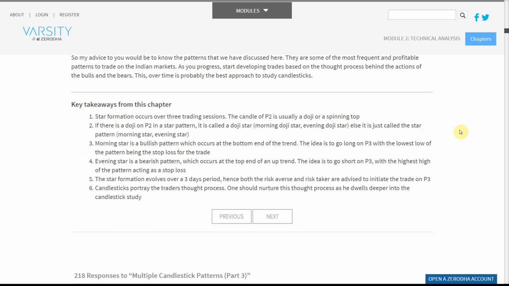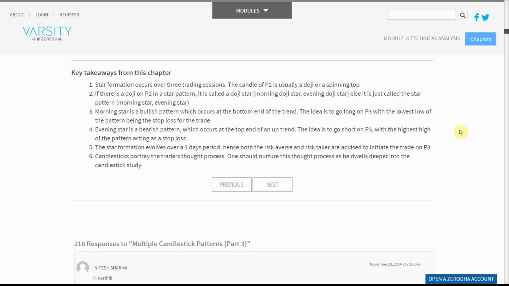Key takeaways from this chapter. Star formation occurs over 3 trading sessions. The candle of P2 is usually a doji or a spinning top. If there is a doji on P2 in a star pattern, it is called the doji star, morning doji star, evening doji star, else it is just called the star pattern, morning star, evening star.